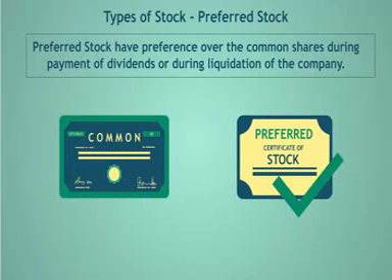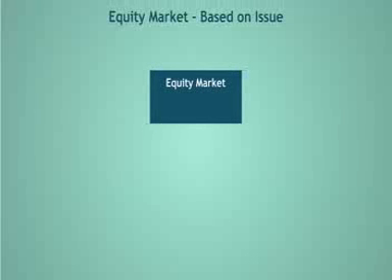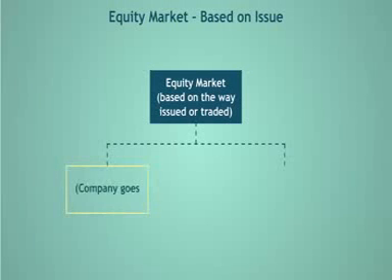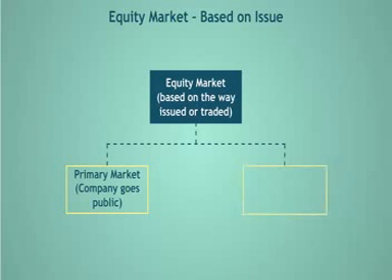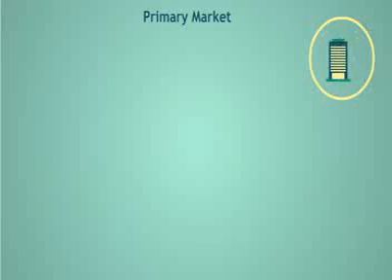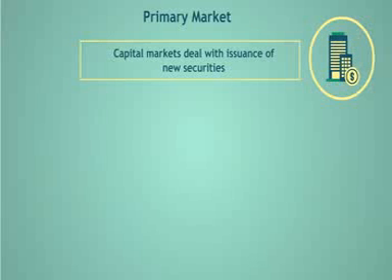liquidation of the company. Equity markets are classified based on the way they are issued or traded. When the company is initially going public, they take the route of the primary market, and later on they are traded on the secondary market among the market participants, where the company is not necessarily a party to the trade.